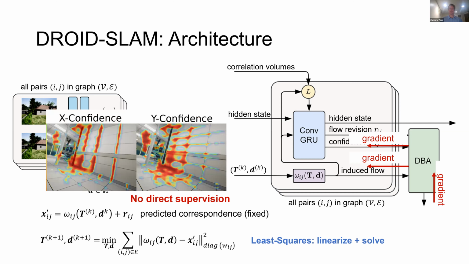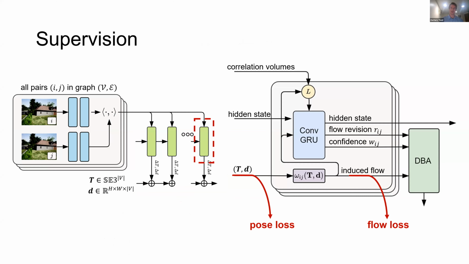And that allows us to train this confidence estimate, even though we apply no direct supervision to this confidence itself. We supervise our network on a pose loss, which gives the difference between the ground truth and the predicted flow, and also a flow loss, which takes the difference between this induced flow and the ground truth flow. And this is trained entirely on synthetic data.